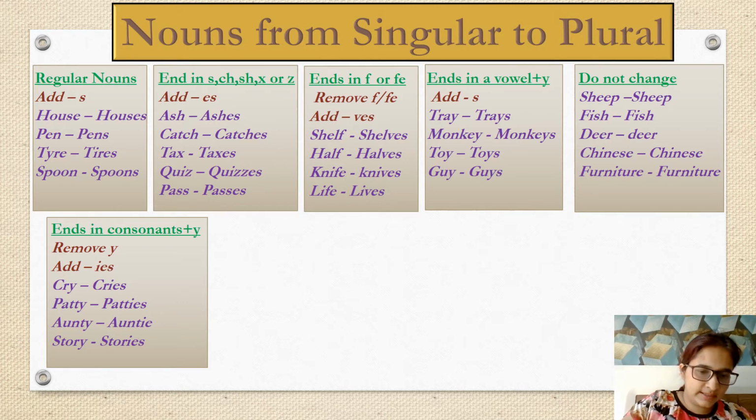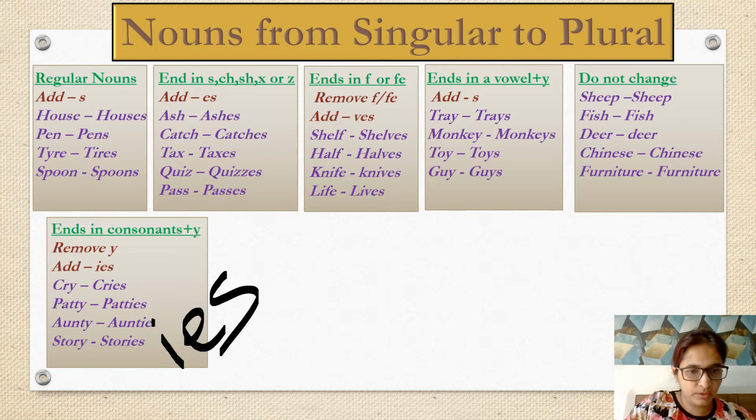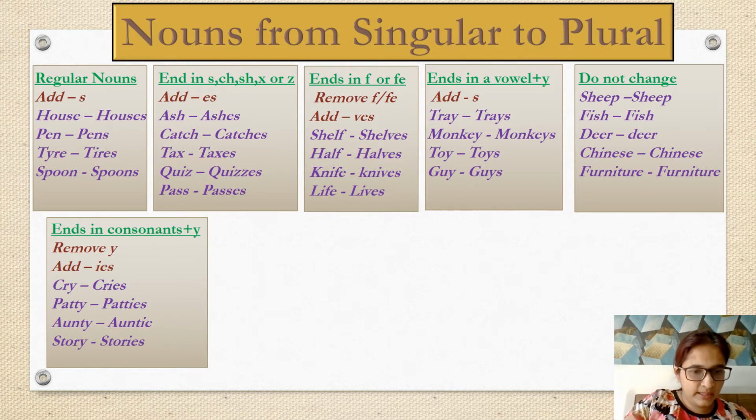Next, this time instead of vowels, if the noun is ending with a consonant and then a y, in such cases all we do is remove the y and add ies. For example, cry, cries, patty, patties, auntie, aunties, story, stories. Okay, so that is this.